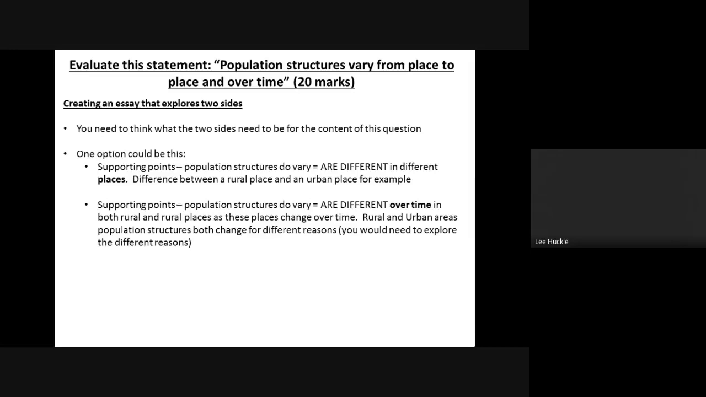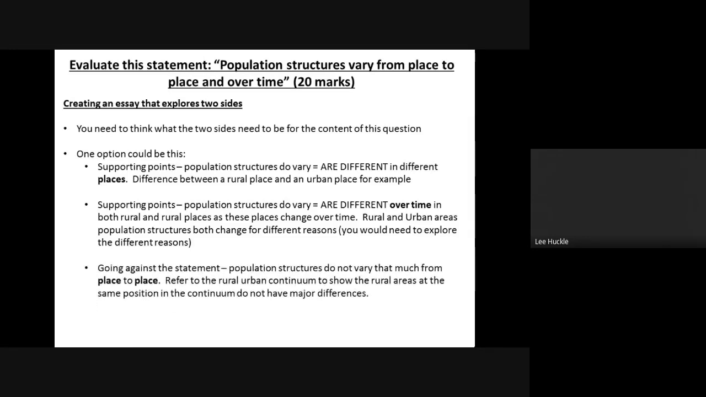So a rural area in this case, Bedfordshire, for example, will change over time. An urban place such as London or London Docklands will change over time for different reasons, but they're still changing. So you're supporting the statement. Now what you've then got to do is look at the counter arguments. So you need some points that go against the statement.